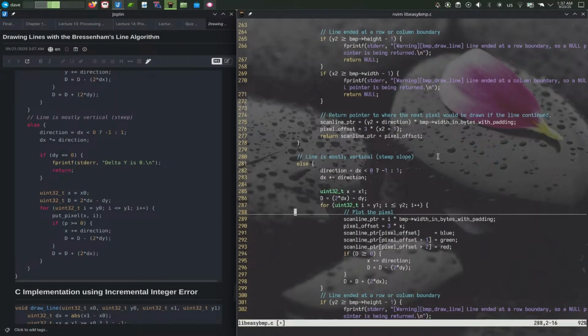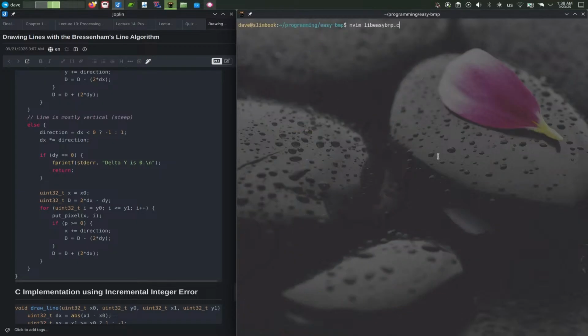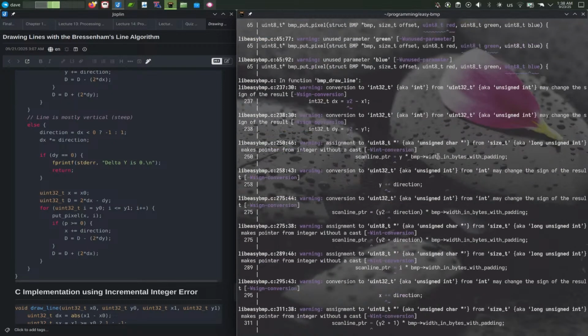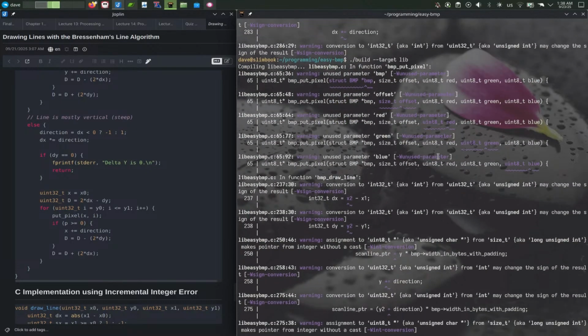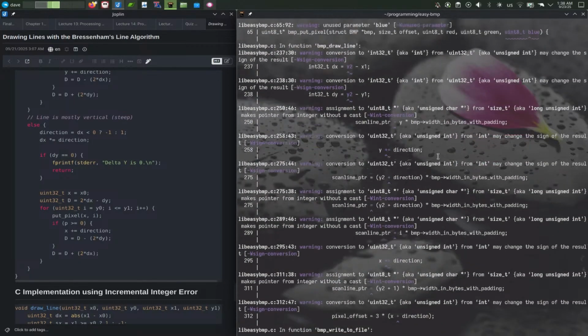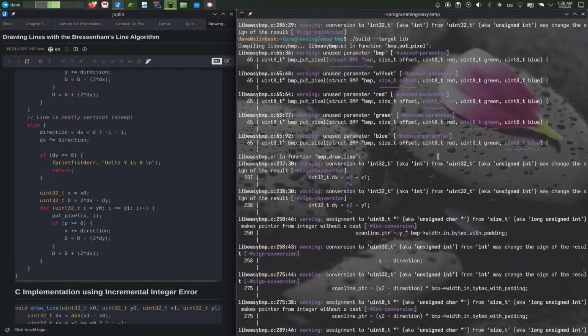Let's see. And the x coordinate can never be negative, so I think it's okay that, for example, the x and the y are made to be unsigned. Well, there's definitely fewer warnings now. Right now it's mostly unused parameters. That's fine.